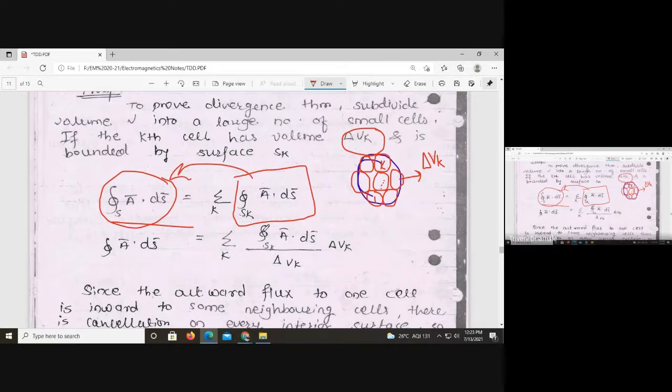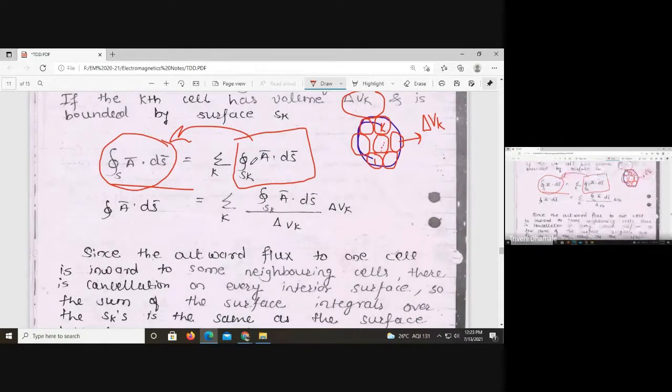ठीक है, now need to convert this flux formula in terms of divergence, right? We have a divergence formula: del dot A bar is equal to the flux definition divided by delta V_k, as the limit delta V tends to 0. This is the divergence formula. तो अब क्या करना है? Multiply and divide here. Okay, that means no change in the equation. So multiply and divide on this RHS side.